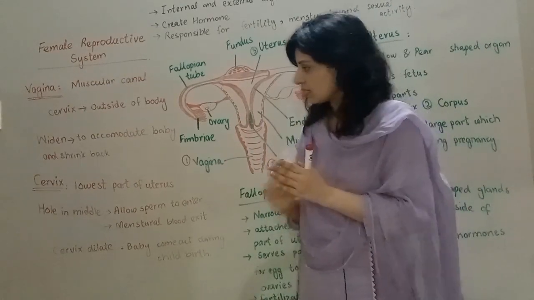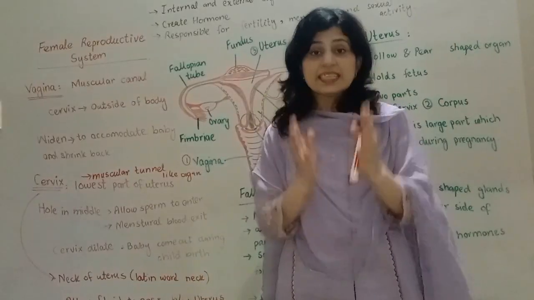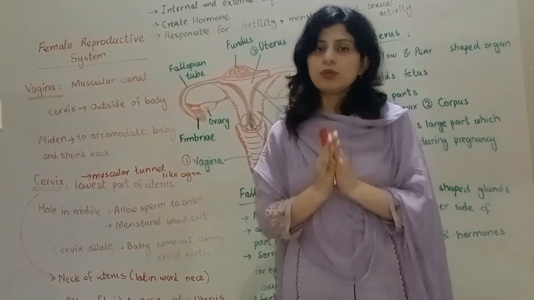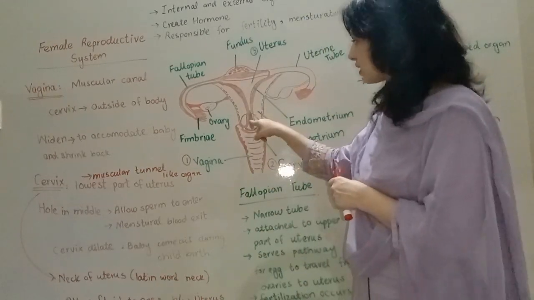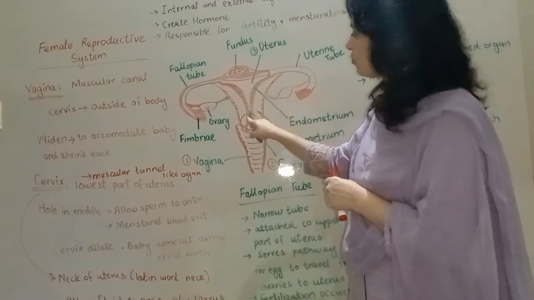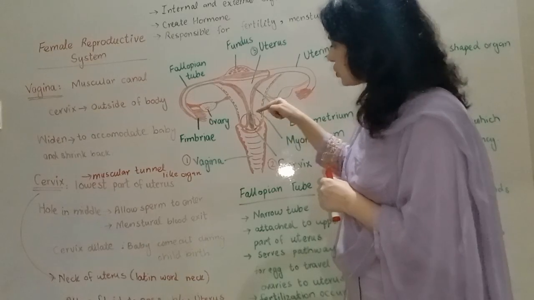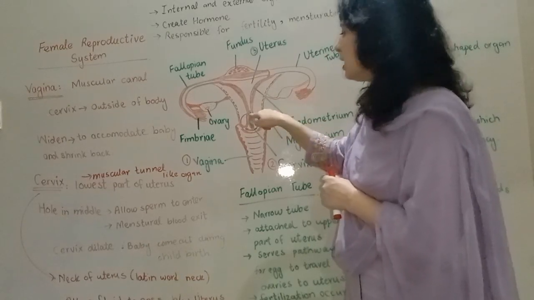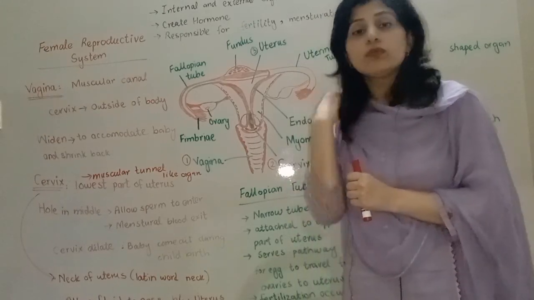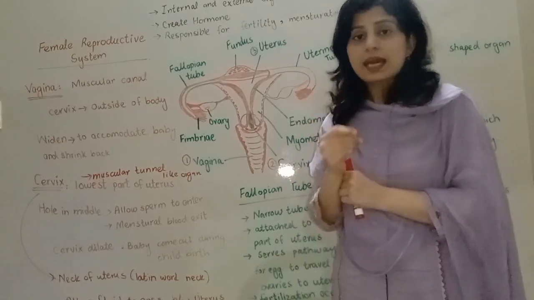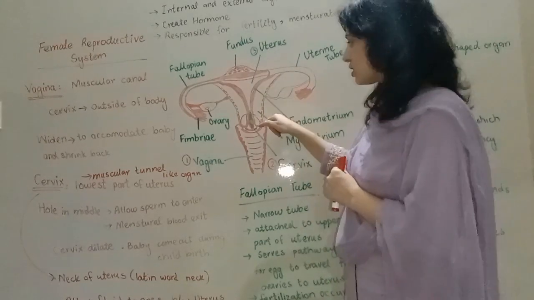The next part is the cervix. Yes, the second part of the female reproductive system is the cervix. Here you can see the cervix at the lowest part of the uterus. Below the uterus is a neck-like, tunnel-shaped region called the cervix. The word cervix is derived from a Latin word which means neck. Sometimes it is also called the neck of the uterus because it is present below the uterus.